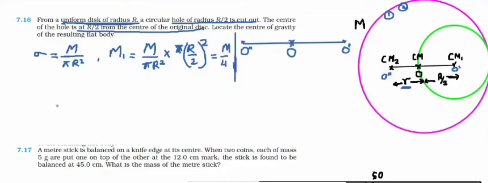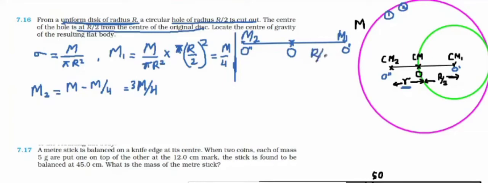So what is the mass of the remaining part? M2 is equal to M minus M by 4, which is equal to 3M divided by 4. That is the mass of the remaining part. Okay, so we assume here M1 is placed, here M2 is placed, and their center of mass is here. This distance is r by 2, and this distance is R. Two particle systems I mentioned before.